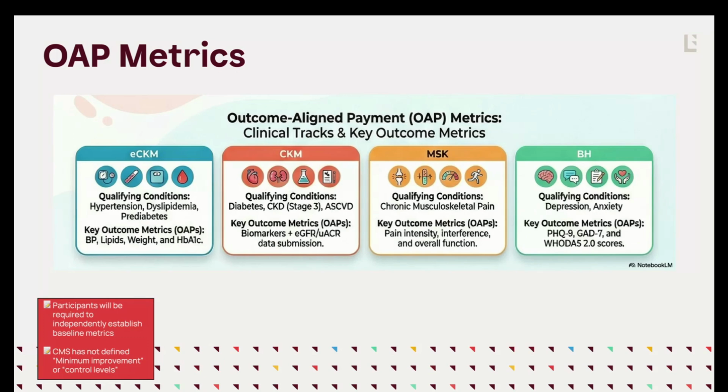And so you'll want to know how long it takes to establish a baseline for HbA1c versus establishing a baseline for pain intensity or overall function of a patient. You want to make sure that you're prepared to do that, which again is something we'll talk about in a little more detail in the next part. And then the last thing I will say, and Luis, I think you already touched on this a little bit, is that CMS has not defined minimum improvement or control levels for purposes of these outcome metrics. So that's another piece of information that we're keeping our eye on, and we will certainly share more as we have that information.